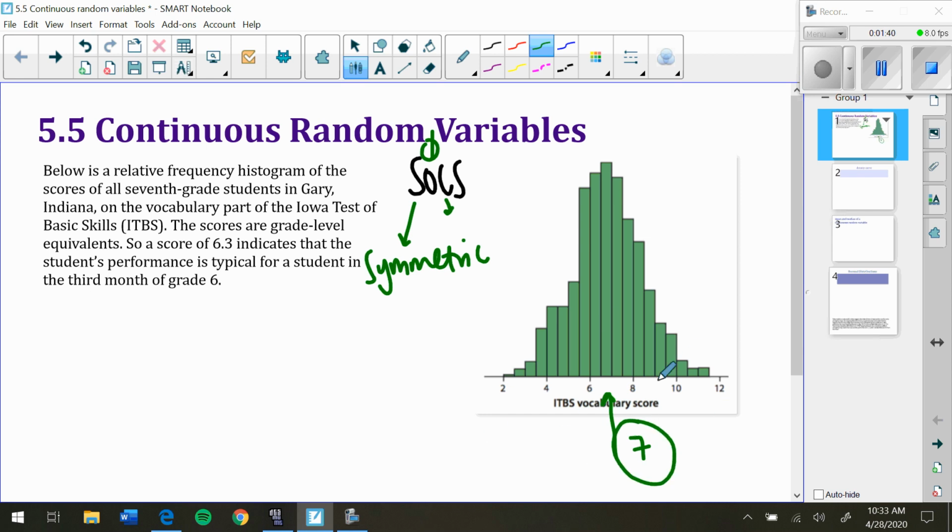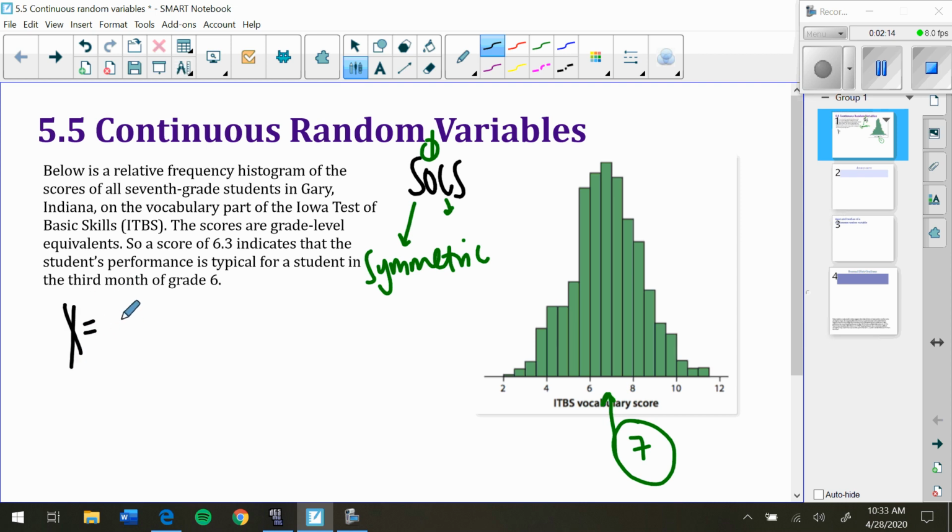And spread, it's kind of hard to say, but we could say the range is from maybe like 11.8-ish to 2, so that would be 9.8-ish. Not really, they didn't ask us to do this, but just good to notice. Okay. It also says the scores are grade level equivalents, meaning a score of 6.3 indicates a student's performance is typical for a student 3 months into grade 6. Kind of cool.